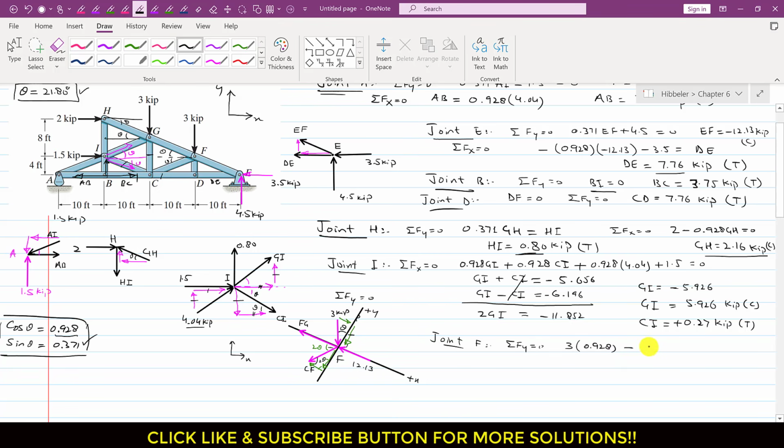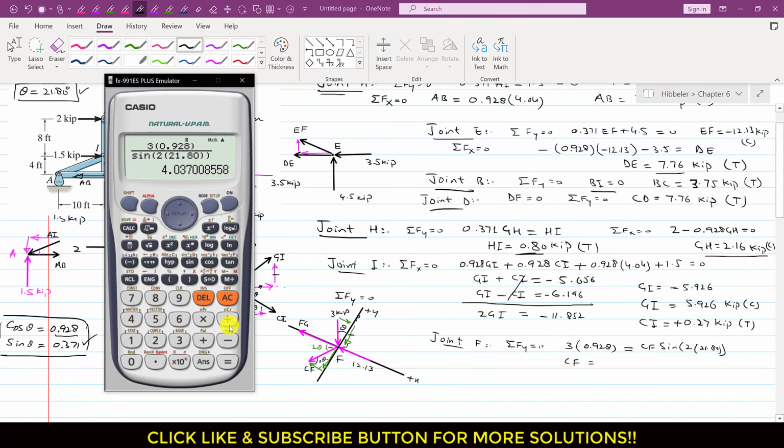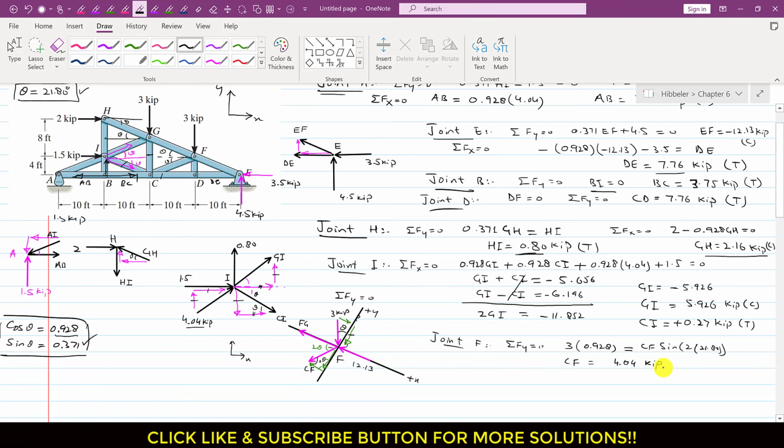So we will write minus CF sine 2 theta, and 2 theta is 2 times 21.80, so this is equal to 0. Now we can solve this. If we bring this to the other side of the equation, it will become positive. So from this we can write that CF is equal to 4.04 kips.